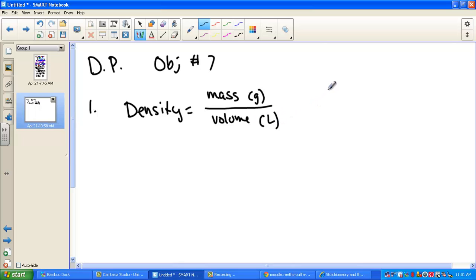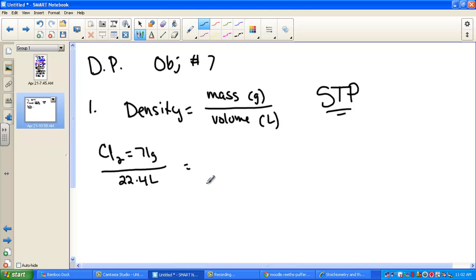And the three beautiful little letters here, STP, mean this can be as easy as molar mass over molar volume. If it were not at standard conditions, we'd have to use the ideal gas equation, PV equals nRT, but it is at standard conditions. So chlorine gas is a molecular compound written as Cl2. Its molar mass is 71 grams. What we can then do is put it over the molar volume unit of 22.4 liters, and it's as easy as finding the density at STP.